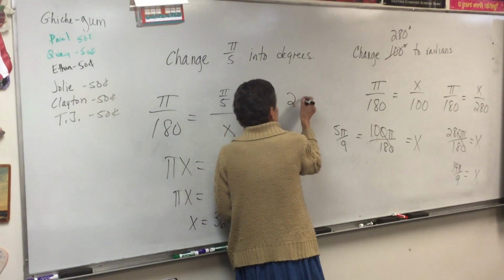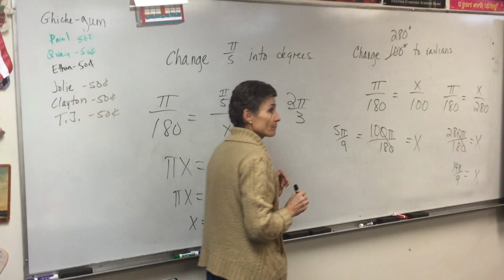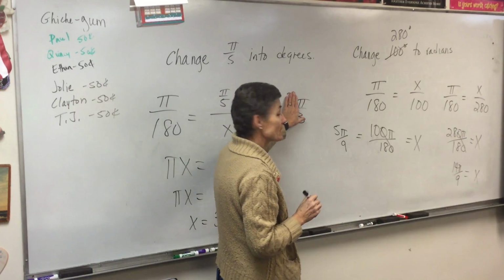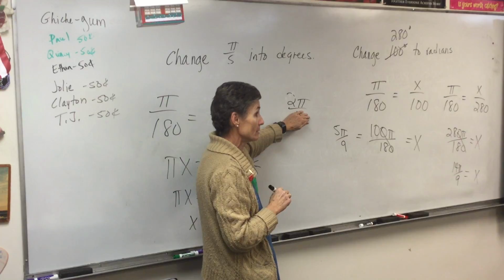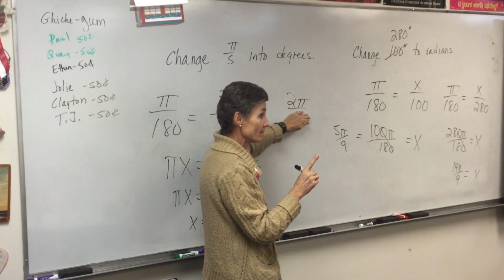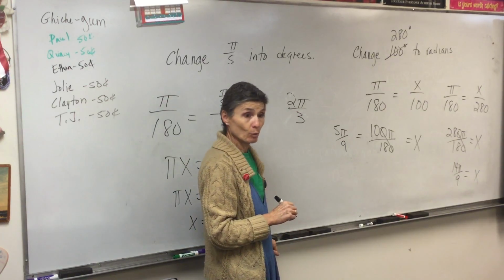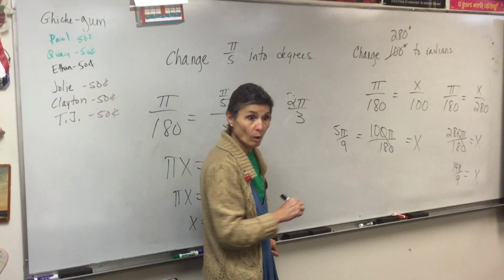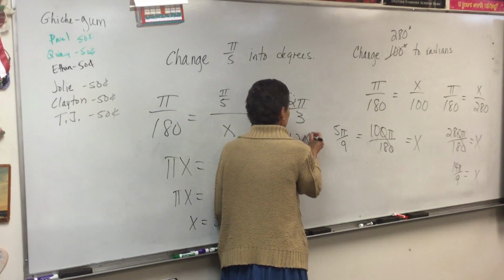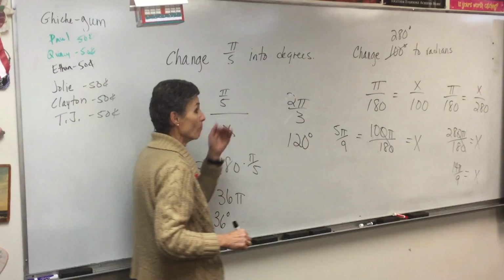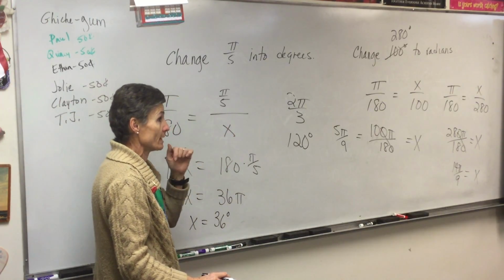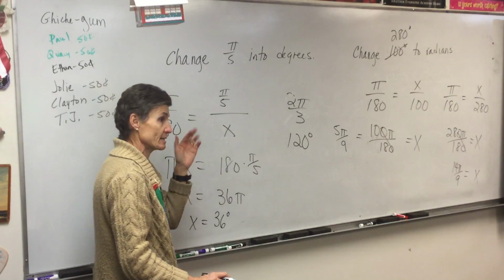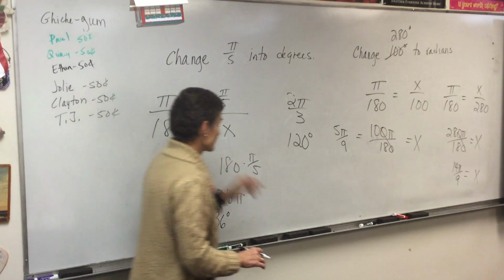So if I had 2 pi over 3, pi is 180, right? So 2 pi would be 360, and a third of that would be 120. So you can convert these more quickly as long as you remember pi is 180, or 2 pi is 360, either way. Okay, so one more.